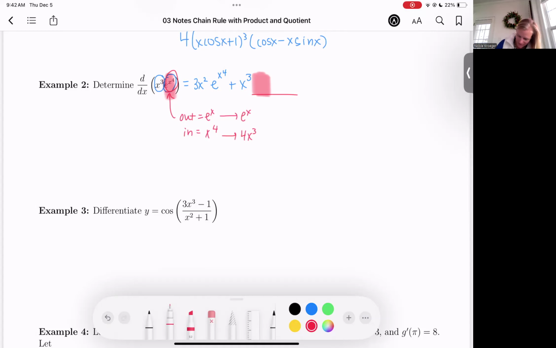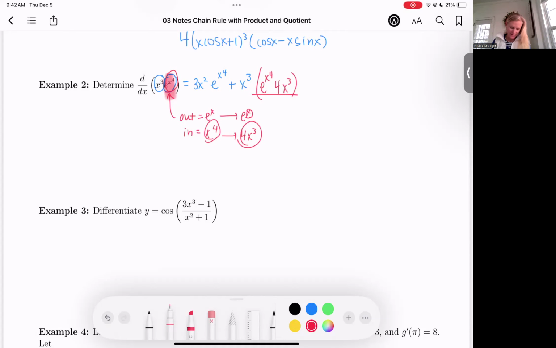So I'm going to write my answer up here. So I'm going to plug x to the fourth into e to the x. So I'm going to get e to the x to the fourth. And then I'm going to multiply that by the derivative of the inside. So multiply by 4x cubed. Okay. So notice here that we started out with the product rule because the first thing, kind of the outermost thing that's happening in this problem is two things getting multiplied by each other.